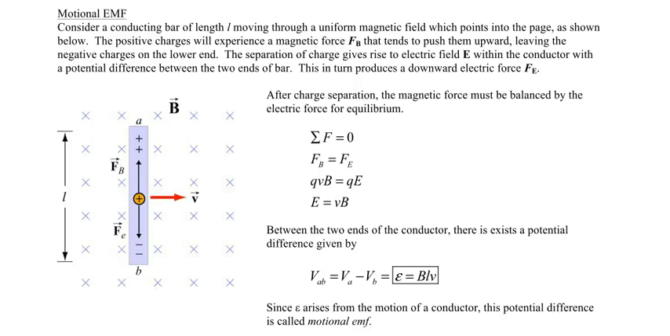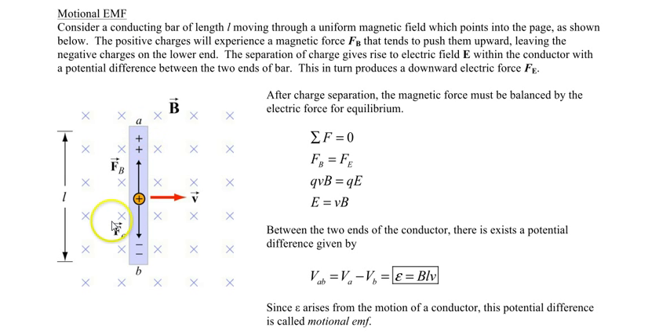Up until this point in time, we've only discussed batteries as being our source of electrical energy in circuits. However, most of the world's electrical energy is produced by generators. This topic, motional EMF, is the basic principle behind how electrical generators work.